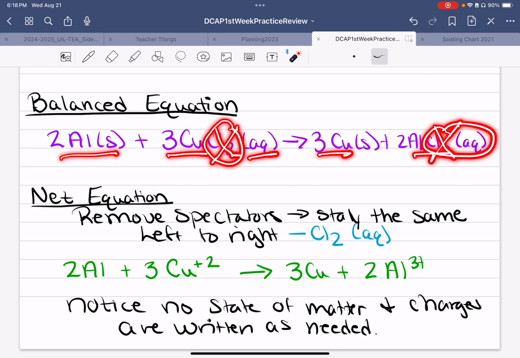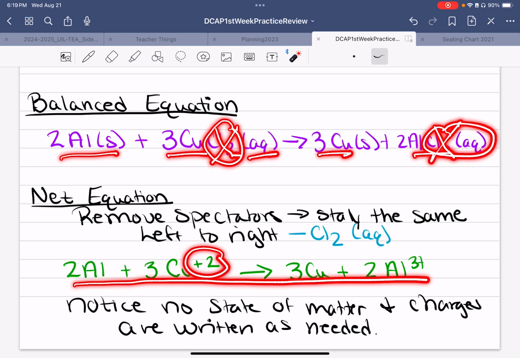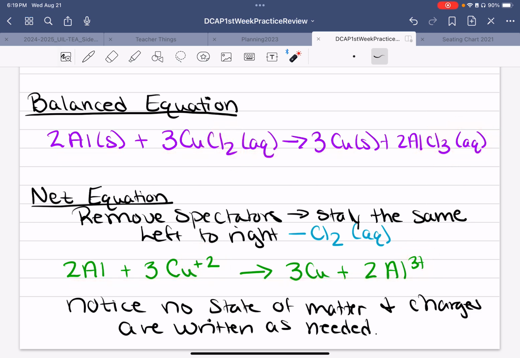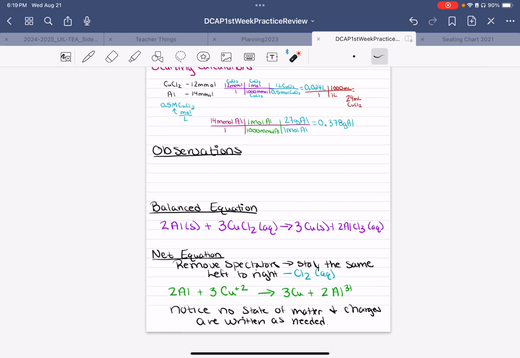And now, notice when I write my net equation, I do not write states of matter. I still have my coefficients out front, but I'm going to add a charge when they're in aqueous solution. So that's the reason I have copper plus 2 and aluminum plus 3. And that's how you write a net equation. We'll be working it throughout the year.